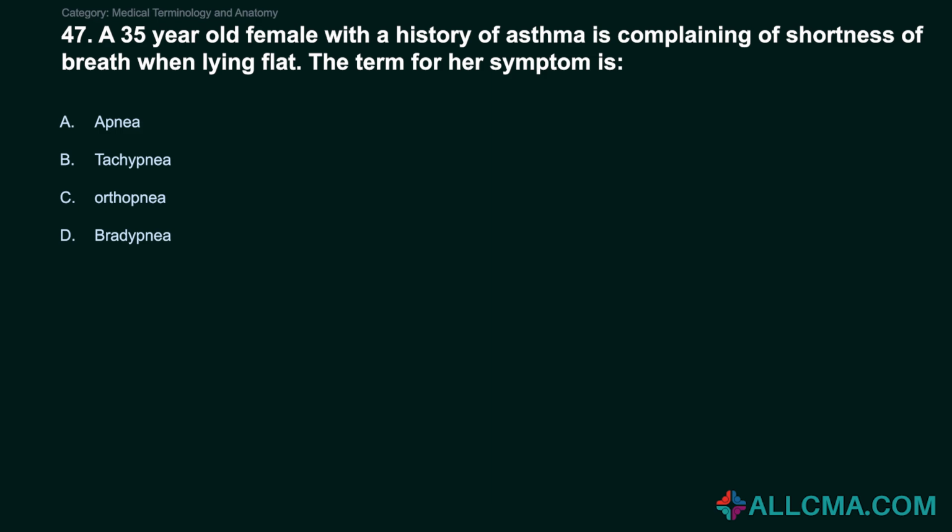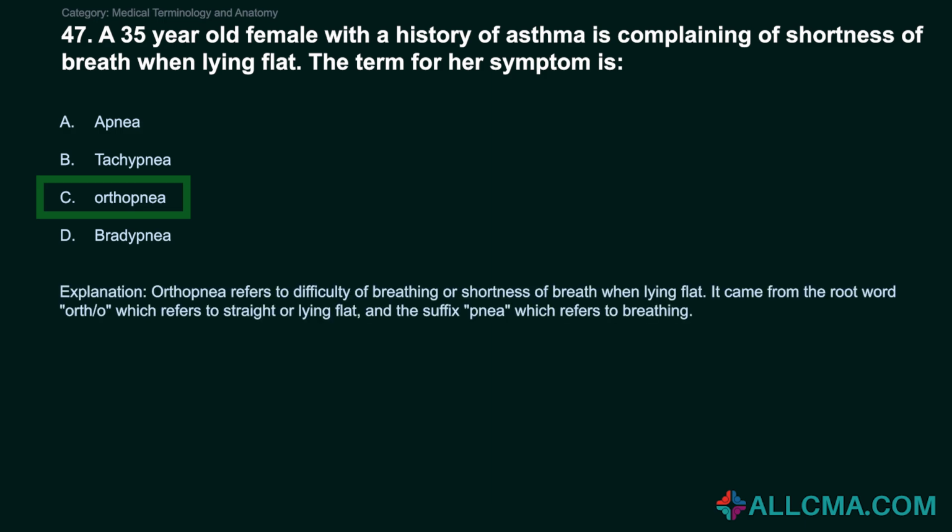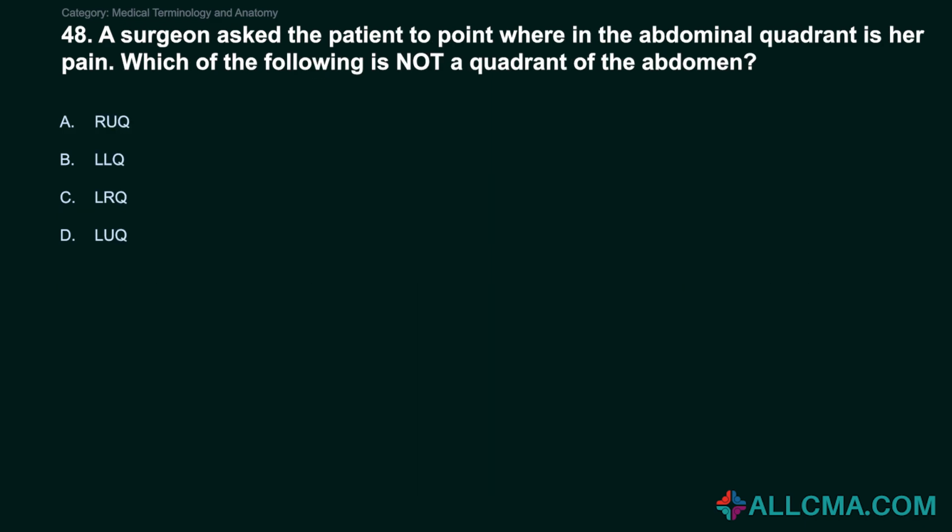47. A 35-year-old female with a history of asthma is complaining of shortness of breath when lying flat. The term for her symptom is A. Apnea. B. Tachypnea. C. Orthopnea. D. Bradypnea. Correct answer, C. Orthopnea. Orthopnea refers to difficulty of breathing or shortness of breath when lying flat. It came from the root word ortho, which refers to straight or lying flat, and the suffix pnea, which refers to breathing.